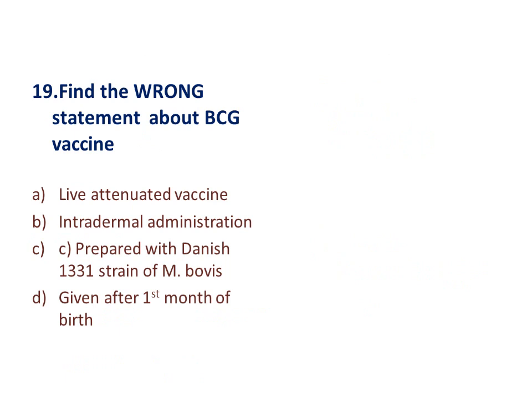Find the wrong statement about BCG vaccine. Yes, it is a live attenuated vaccine. It is prepared from the animal strain, the Danish 1331 strain of Mycobacterium bovis. It is given by the intradermal route only. Given after the first month of birth is the wrong answer. This vaccine has to be given to the baby as soon as possible after birth, without any delay.